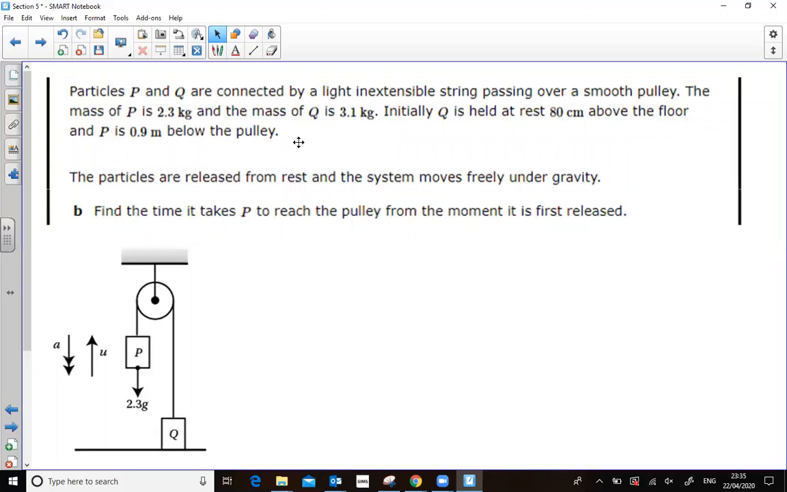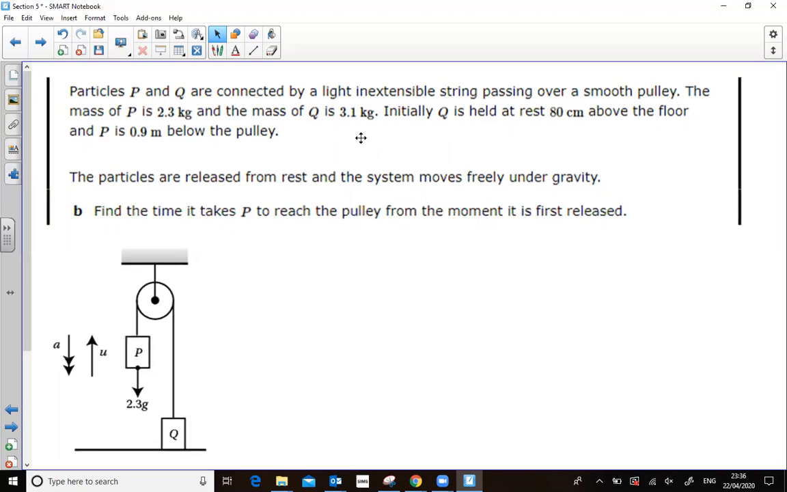Right now, let's be careful with this question here. In part A, do you remember what is happening? When Q reaches the ground, how far has it traveled? It has traveled 80 centimeters already, which means at that time, P will have been pulled up by 80 centimeters already.